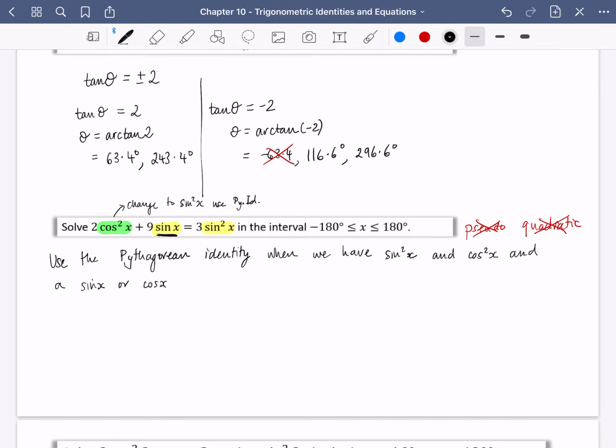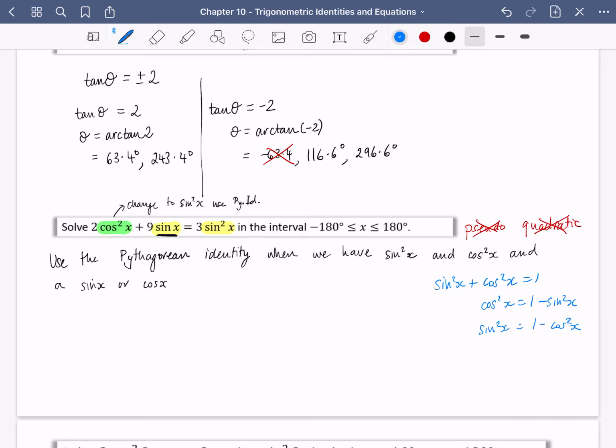Okay, a quick reminder of the Pythagorean identities. We know that sine squared x plus cos squared x is equal to 1. As a variation of that, we know that cos squared x is 1 minus sine squared x. And we also know that sine squared x is 1 minus cos squared x.